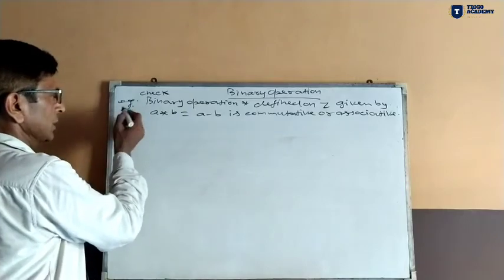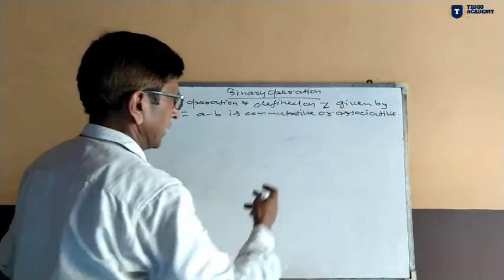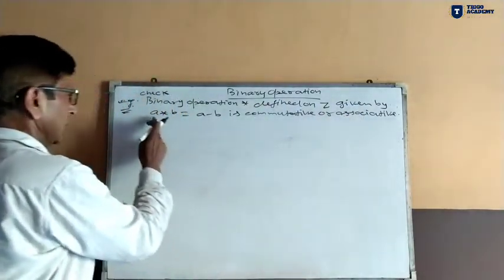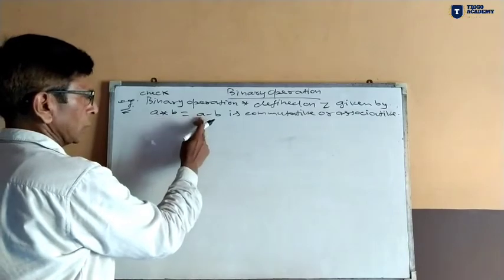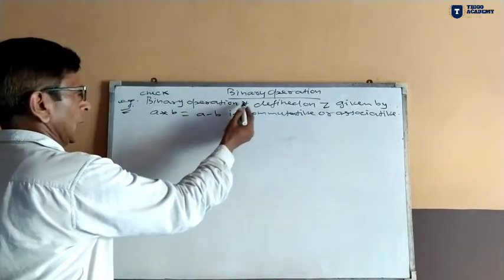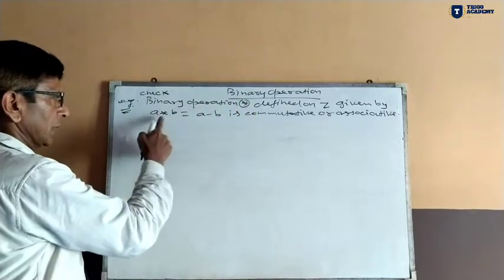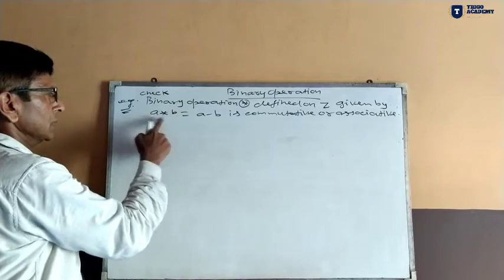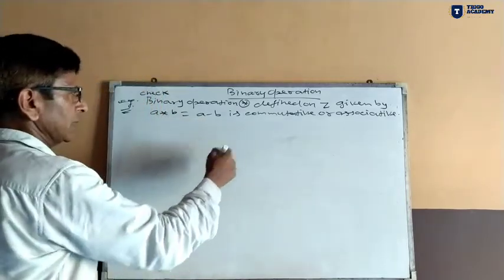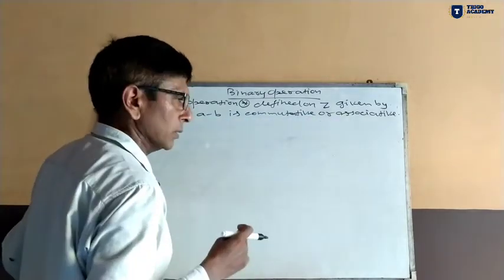Check this example. Check whether the binary operation star defined on Z, where Z is the set of integers, given by A star B equals A minus B, is commutative or associative. This binary operation star is defined by this condition, A star B equals A minus B. So we have to check here whether it is commutative or associative or not.